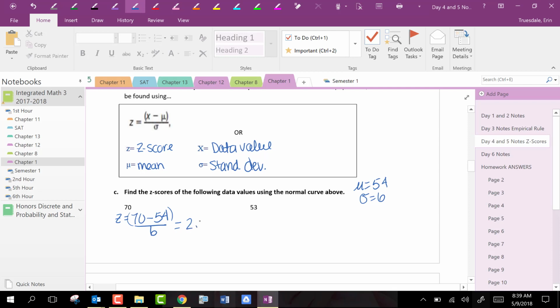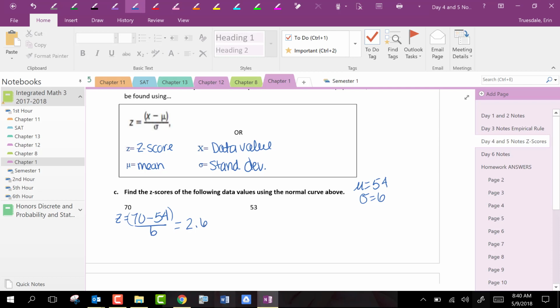You should get 2.6, so make sure you can get that. Anyone having trouble getting 2.6? So what this means is that 70 is 2.6 standard deviations away from the mean of 54. And even more than that, it's 2.6 standard deviations above the mean. How do I know by looking at it that it's above the mean? Because it's positive. Very good.